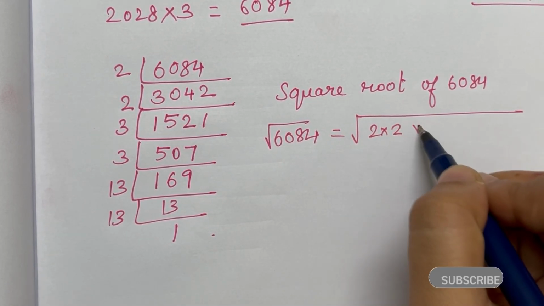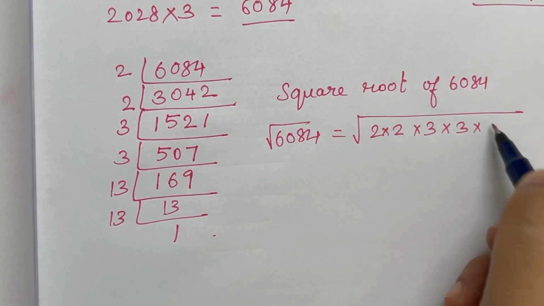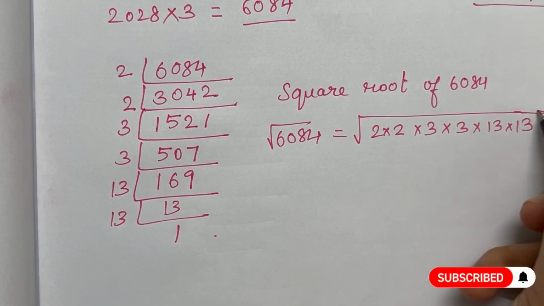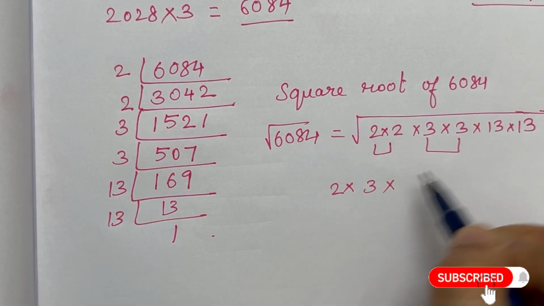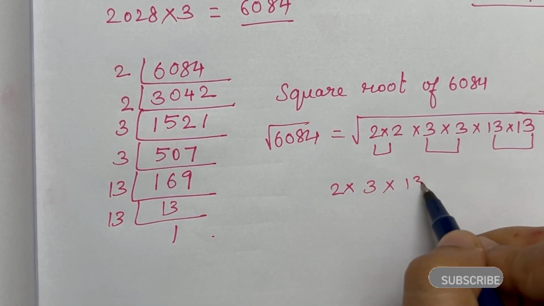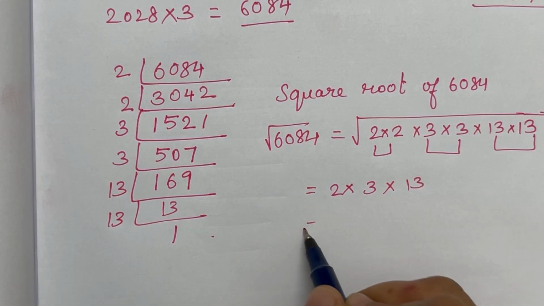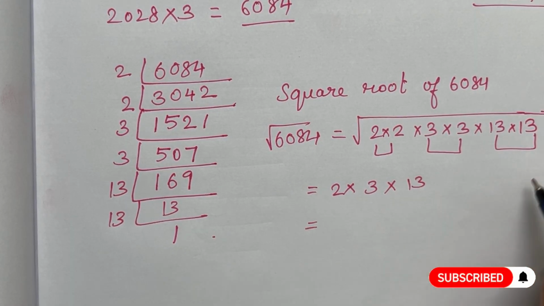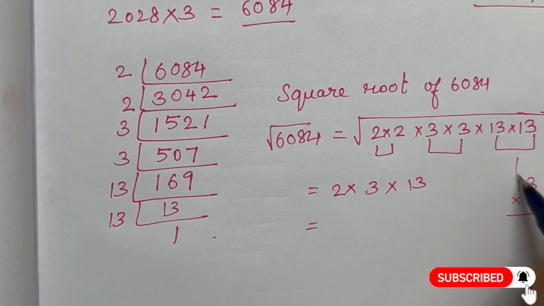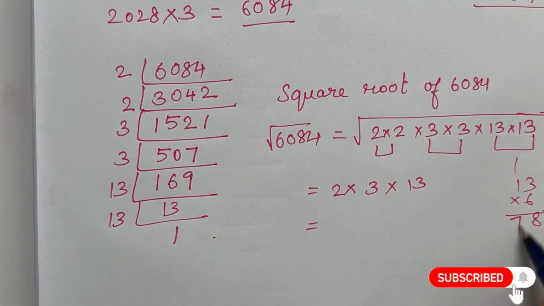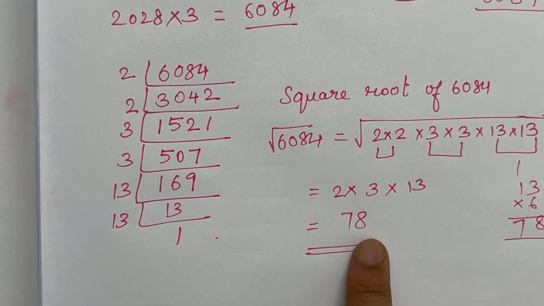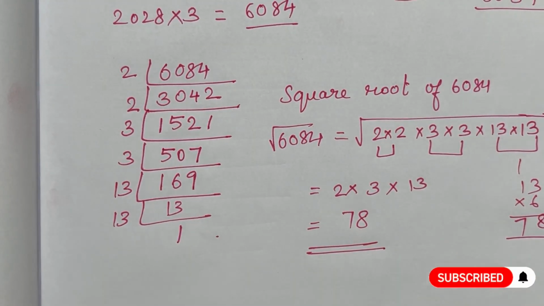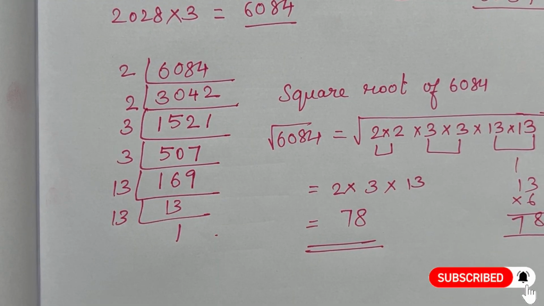2 into 2 into 3 into 3 into 13 into 13. So we have a pair of 2, a pair of 3, and a pair of 13. We'll write each one time here. So 2 into 3 is 6, 6 into 13 is 78. So 78 is the square root of 6084. With this we complete this question.